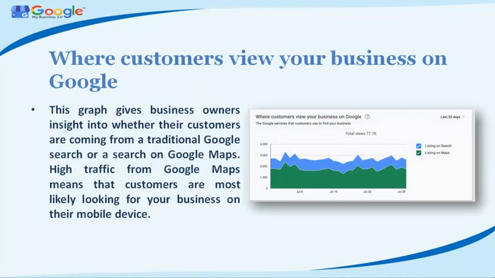Where customers view your business on Google. This graph gives business owners insights into whether their customers are coming from a traditional Google search or a search on Google Maps. High traffic from Google Maps means that customers are most likely looking for your business on their mobile device.